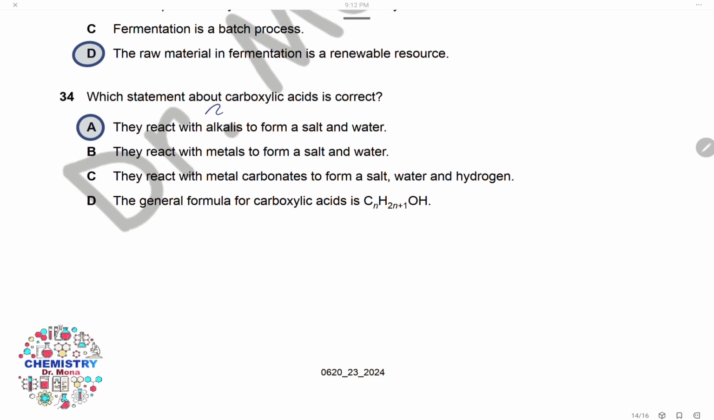Question 34. Which statement about carboxylic acids is correct? They react with alkali to form salt and water, and this is of course one of the characteristic reactions of acids, that they can react with alkali to form salt and water. With metal it will form salt and hydrogen, not water. This is wrong. They react with metal carbonate to form salt and water and hydrogen. This is wrong. With carbonate it forms carbon dioxide. The general formula of carboxylic acid is CnH2n+1OH. This is wrong. It will be COOH. So the only correct statement is A.